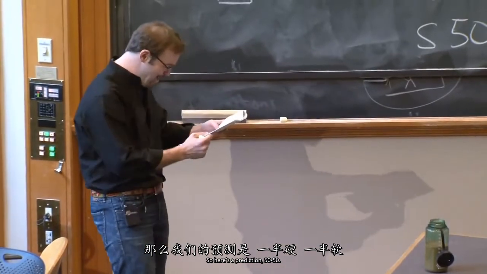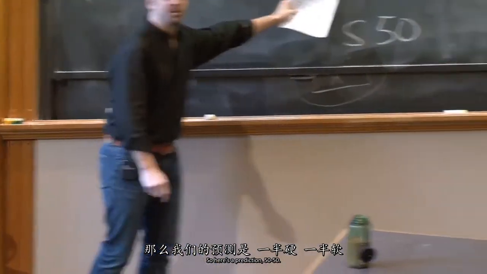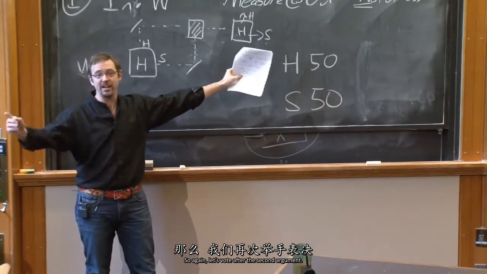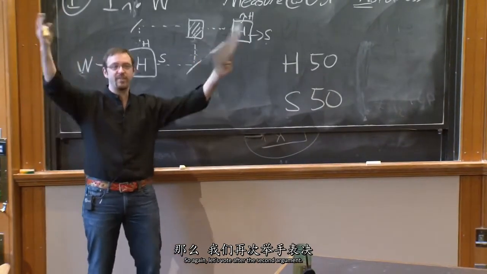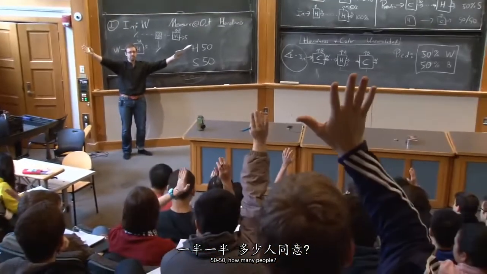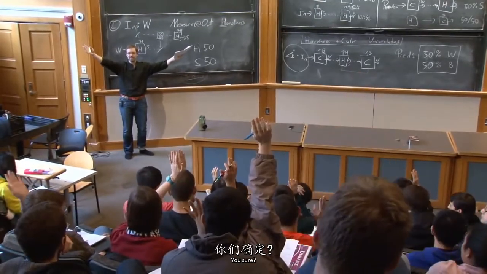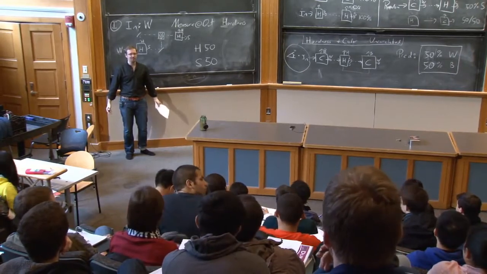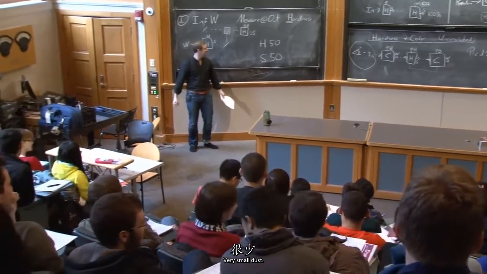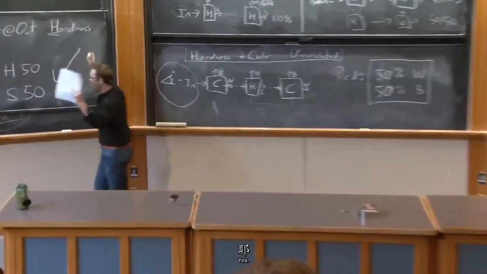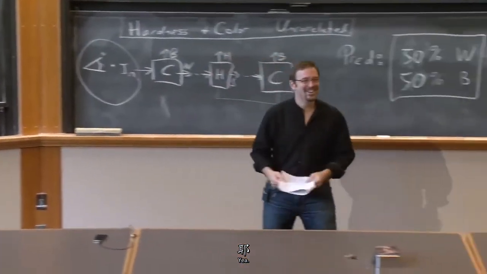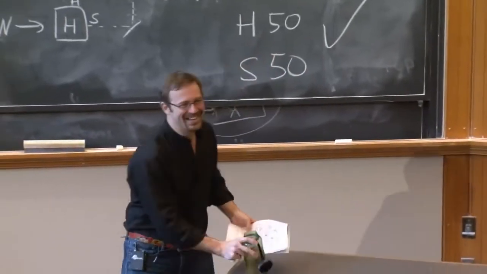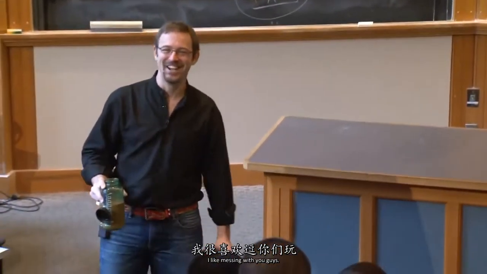So here's the experiment. Here's a prediction. 50-50. We now have 2 arguments for this. So again, let's vote after the second argument. 50-50, how many people? You sure? Positive? OK, how many people don't think so? Very small dust. OK, it's correct. Yay! OK, so good. I like messing with you guys.